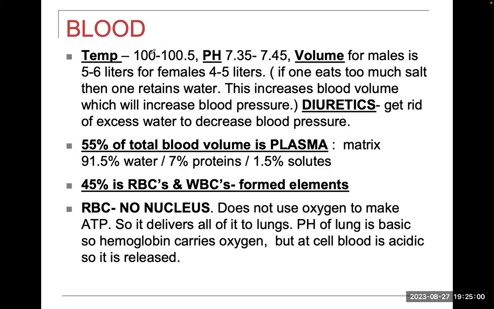Blood temperature is between 100 and 100.5 degrees. The pH of blood ranges between 7.35 and 7.45. So we're looking at an average of about 7.4, which means that the pH of blood is slightly alkalinic. Remember, the pH scale goes from 0 to 14. Right in the middle is 7. So 7.4 is right there. It's slightly alkalinic. Anything on this side is an acid. Anything on this side is an alkaline or a base.